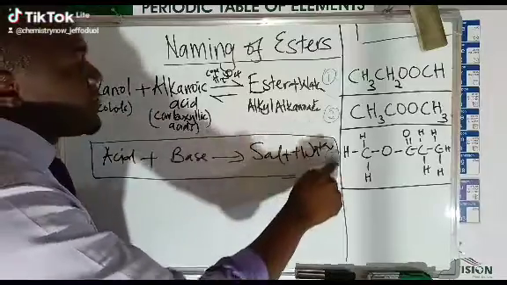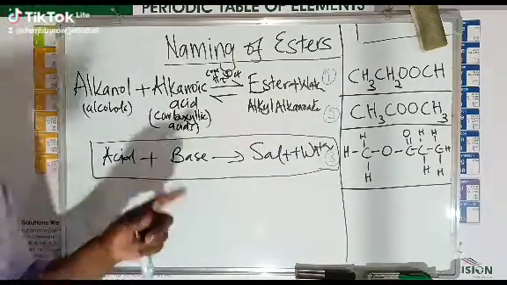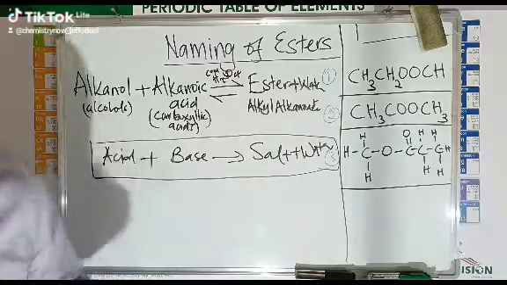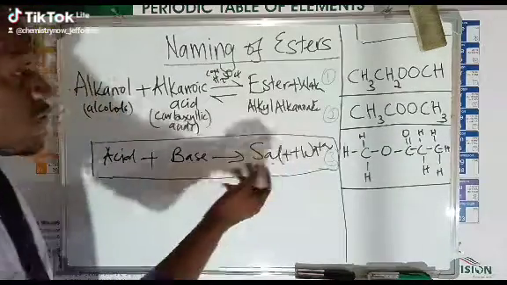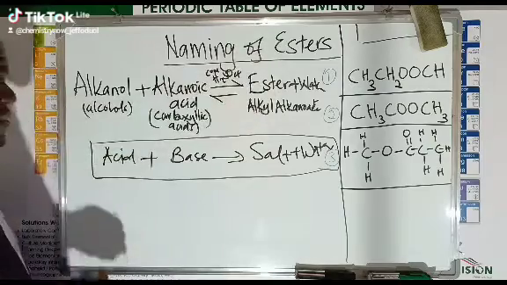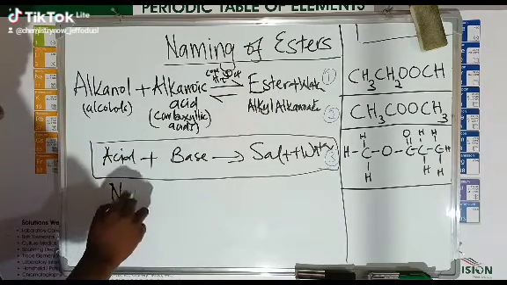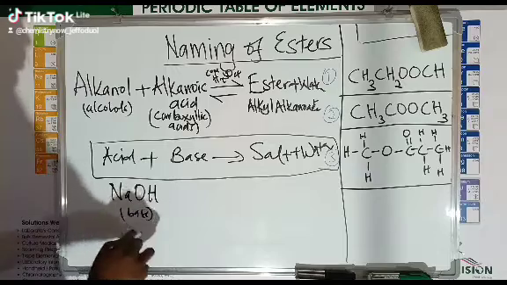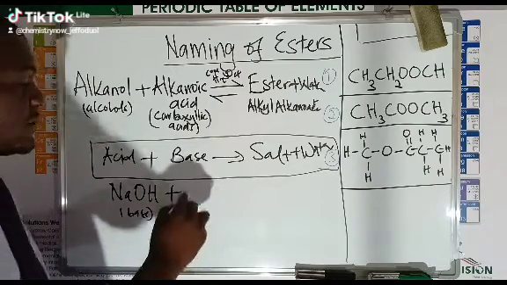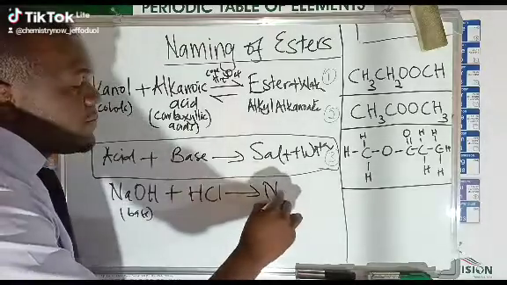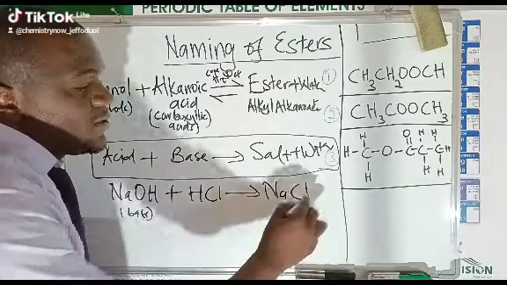Very important in naming of esters, because you realize that even the naming of the ester will tend to borrow from naming of the product formed here. For instance, let us take an example. You have sodium hydroxide, which is a base. Then reacting with an acid, a simple acid, let's say hydrochloric acid, you will end up with sodium chloride plus water.